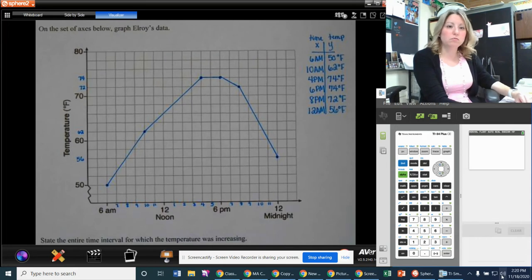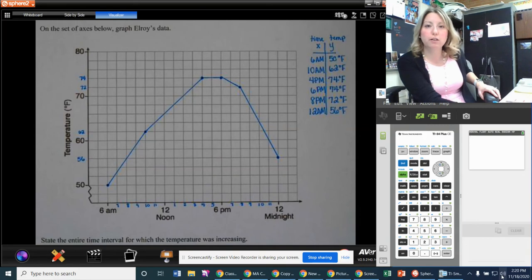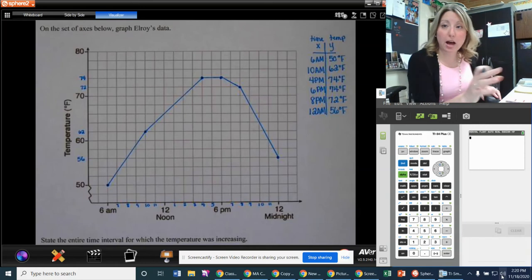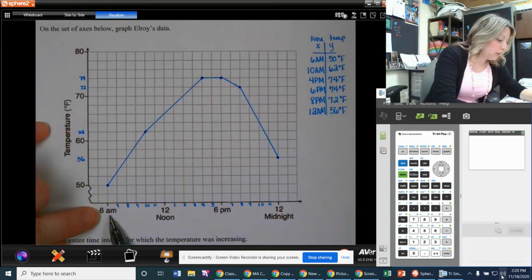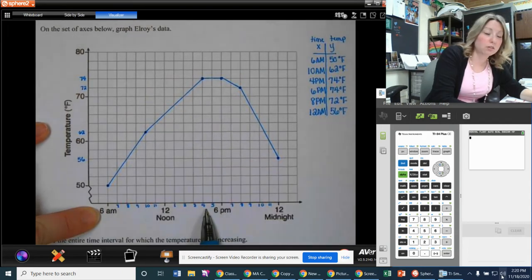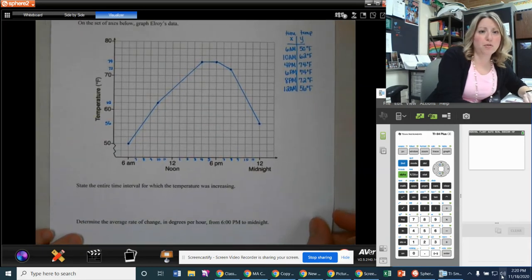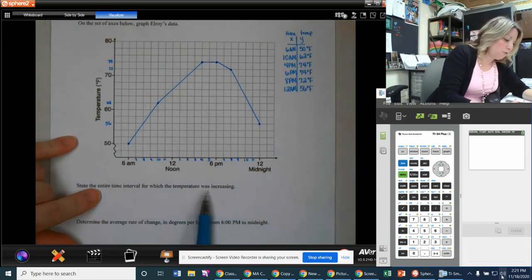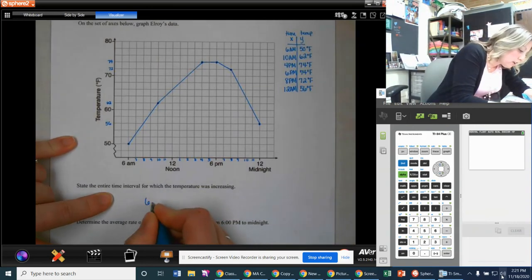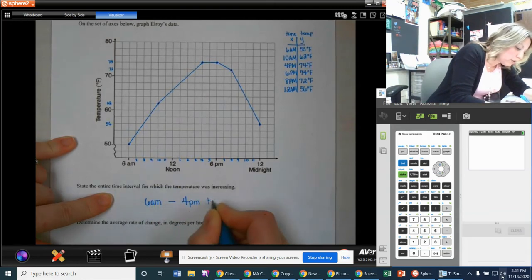There we are. Okay. State the entire interval for which the temperature was increasing. So we can see very clearly where the positive slopes are. From 6 a.m. until 4 p.m., we had temperature increases. I'm just going to zoom out so you can still see my graph. The answer here, state the entire interval for which the temperature was increasing. They mean the x's. So from 6 a.m. to 4 p.m. was the temperature increase.